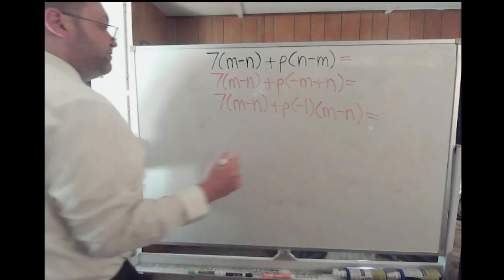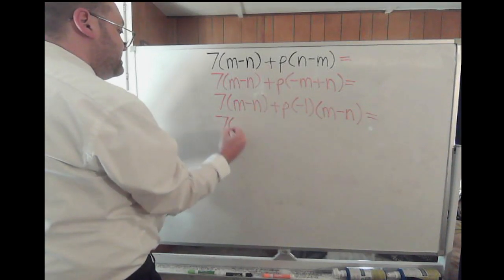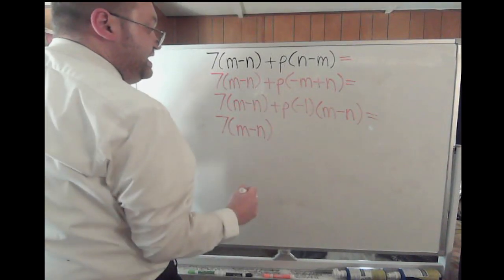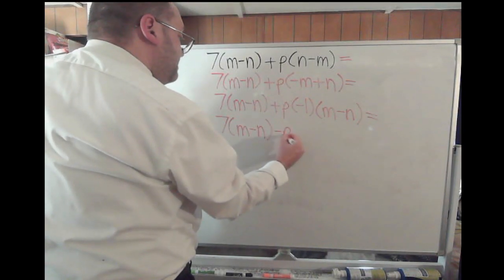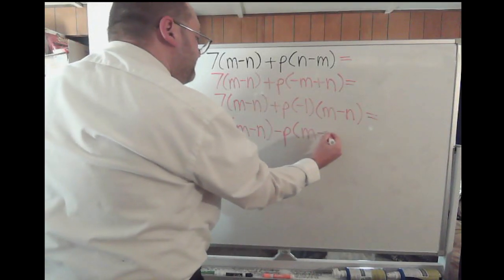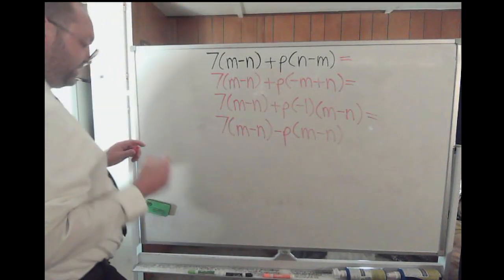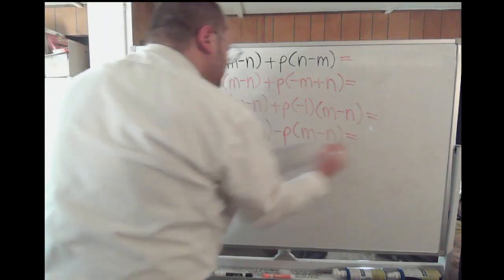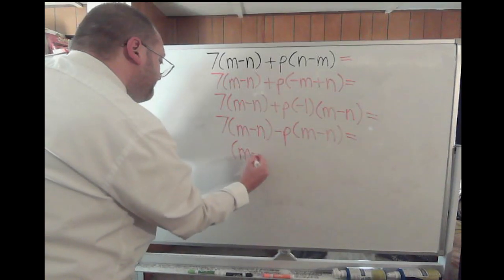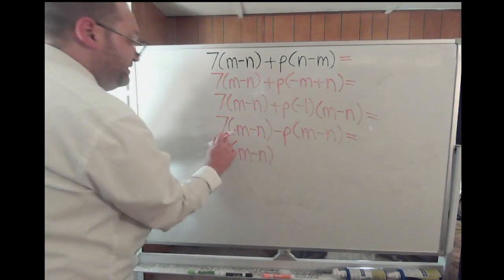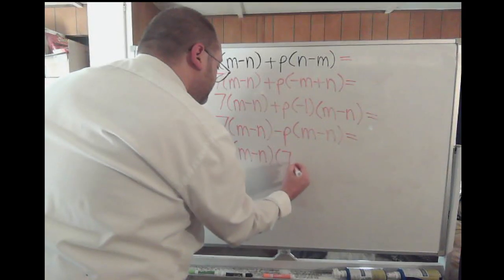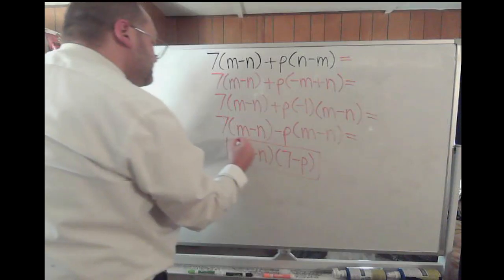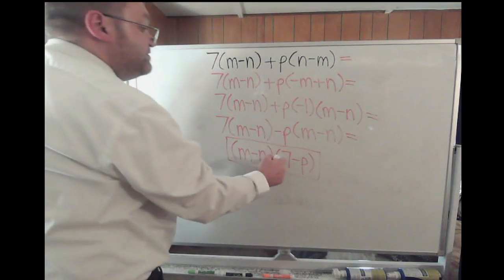Let's go a little further before we factor. You'll still have 7 times the quantity of m minus n. Now you have plus p times negative 1, that'd be negative p. You'll have that minus p times the m minus n. And then we can factor out the common m minus n. Let's go ahead and do that. That just leaves you with 7 minus p for your other factor. So what you're going to end up having for your factors would be the quantity of m minus n times the quantity of 7 minus p.